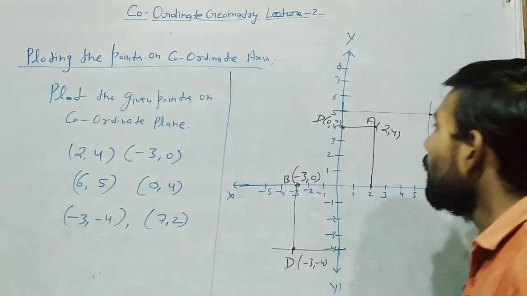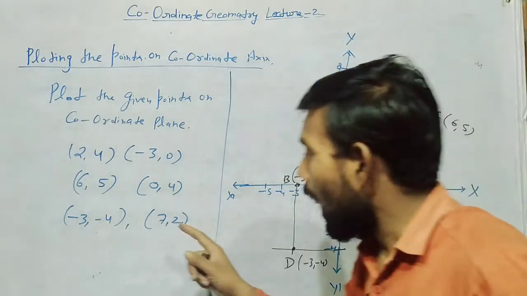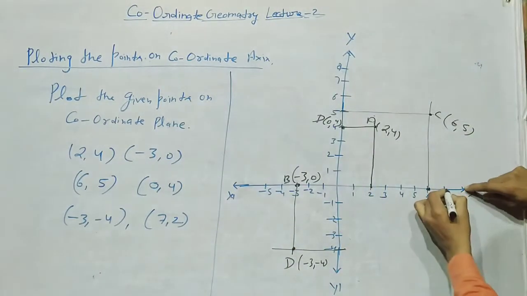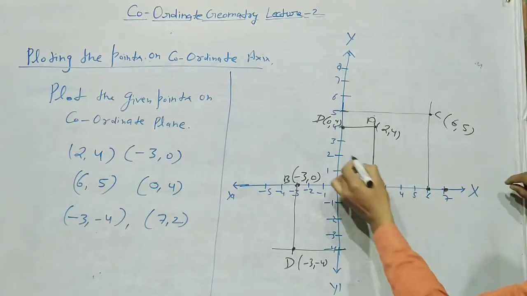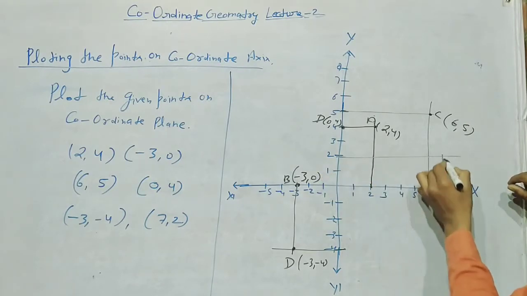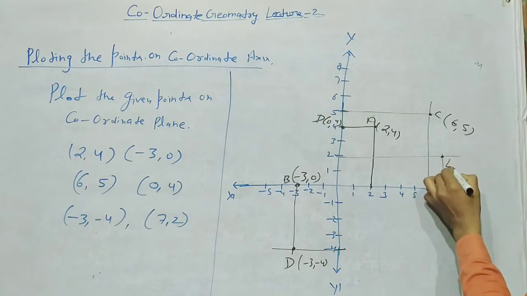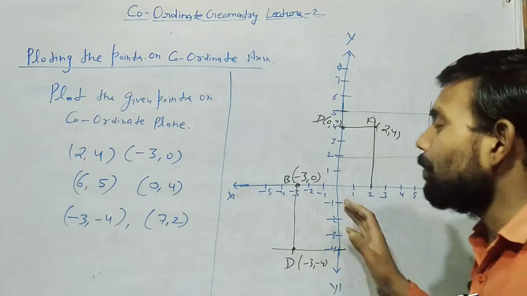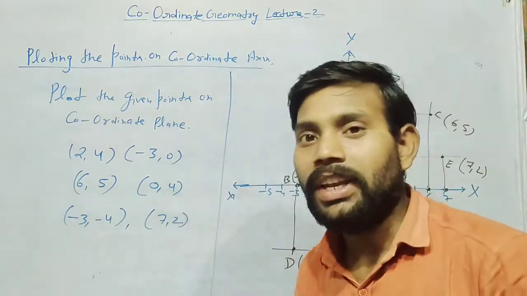Last, 7, 2. X is 7, y is 2. X is 7 here. This point is E and it is 7, 2. This is the representation of points on the coordinate axis.